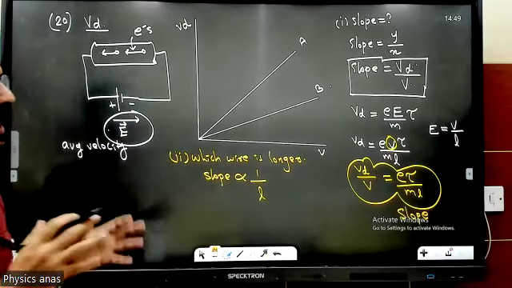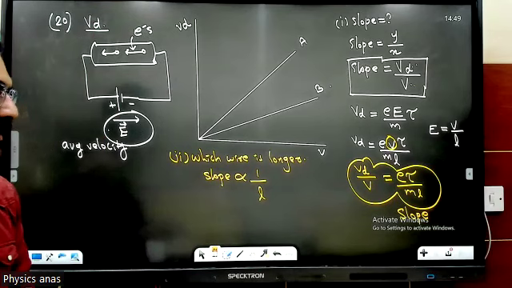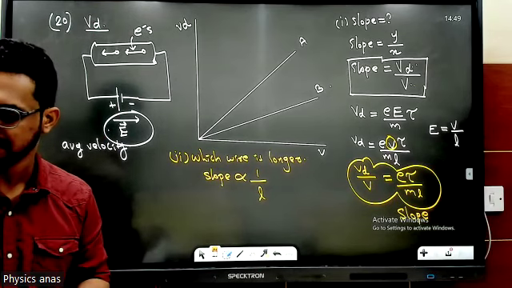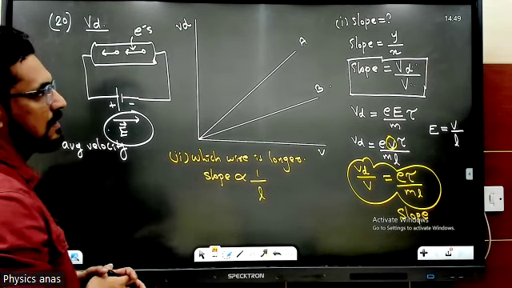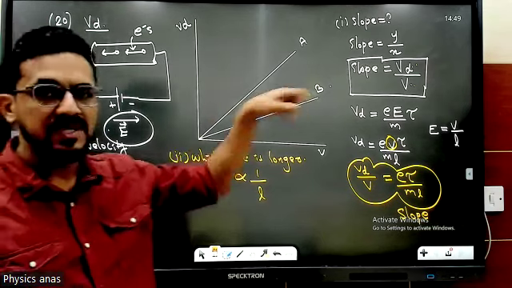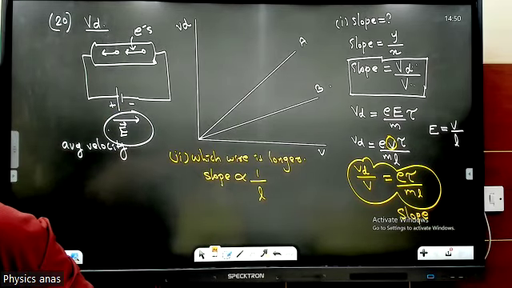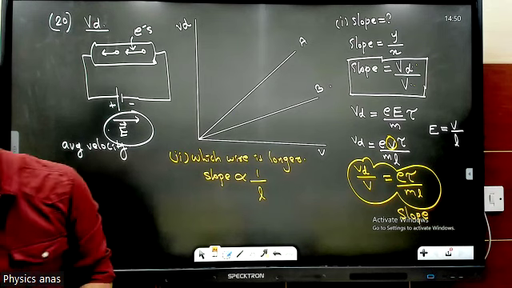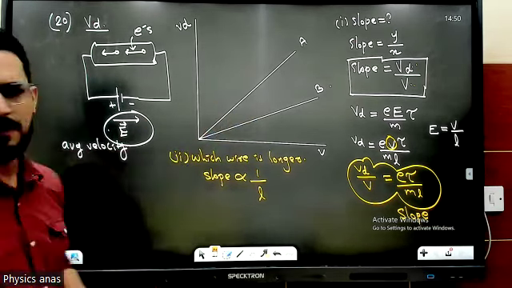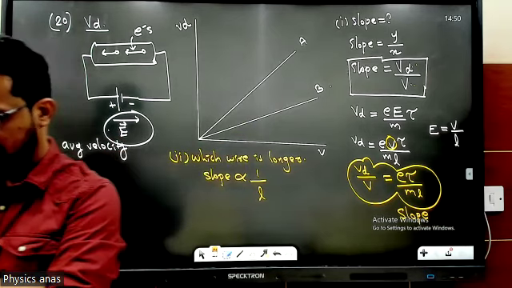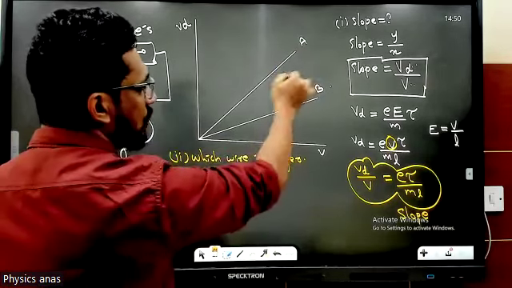A or B? Which has greater slope in this graph? You have A and B. Which has greater slope? Tell me, guys. Jumana, Sidra, which has greater slope in this graph? A or B? Yeah. A has greater slope.